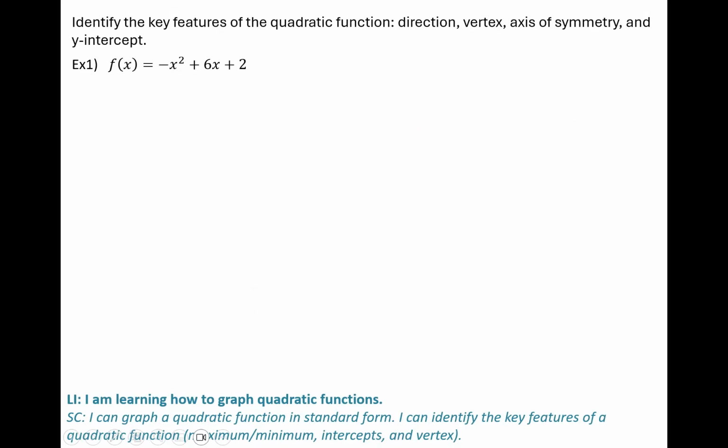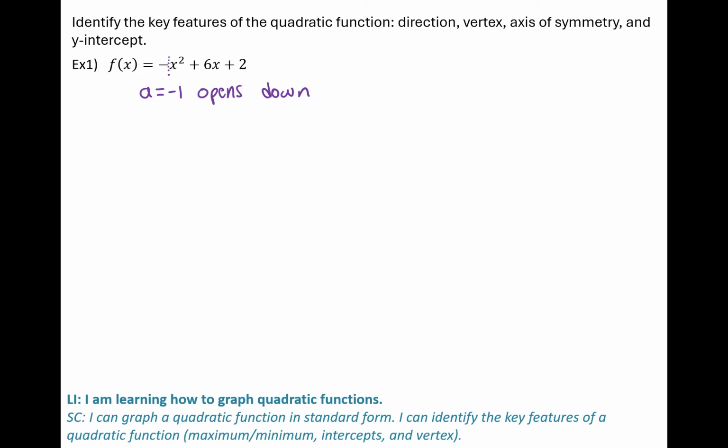Now let's take a look at identifying some of those key features. So example 1. Identify key features of the quadratic function. We're looking for direction, vertex, axis of symmetry, and y-intercept. All right, so starting with direction, that comes from our a value. So in this problem, what is the a value? It is negative 1. We see that in front of our x squared there. Since it is a negative, sorry, I'm going to squish this underneath. Since it is a negative, that should tell us something we just mentioned on the last slide. A negative a value means this opens down. So that's the first thing, that's our direction.